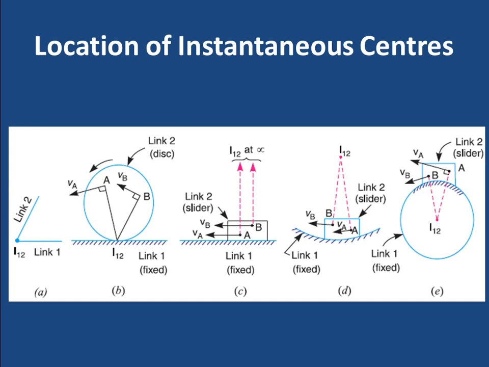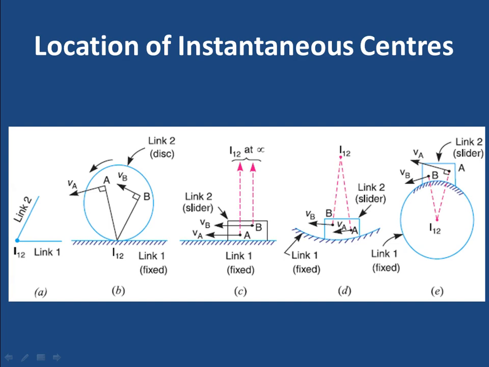So how to locate these instantaneous centers? Suppose there may be different cases. When you get a direct connection from link 1 to link 2, in the first figure A you can see, directly you will be getting the instantaneous center at that joint only, I12. Here in figure A it is very easy, but in the next figure it is having a curved surface. If there is a disc like this, link 2, and link 1 is fixed, in all the figures we consider link 1 as fixed. So here, 1 to 2 at this point, whenever there is a contact between 1 and 2, that is considered as I12.